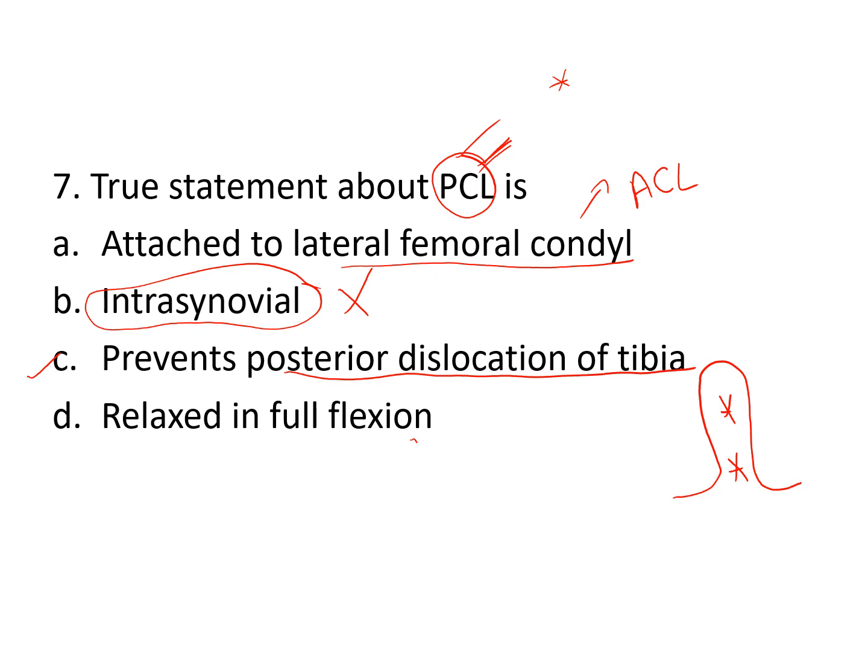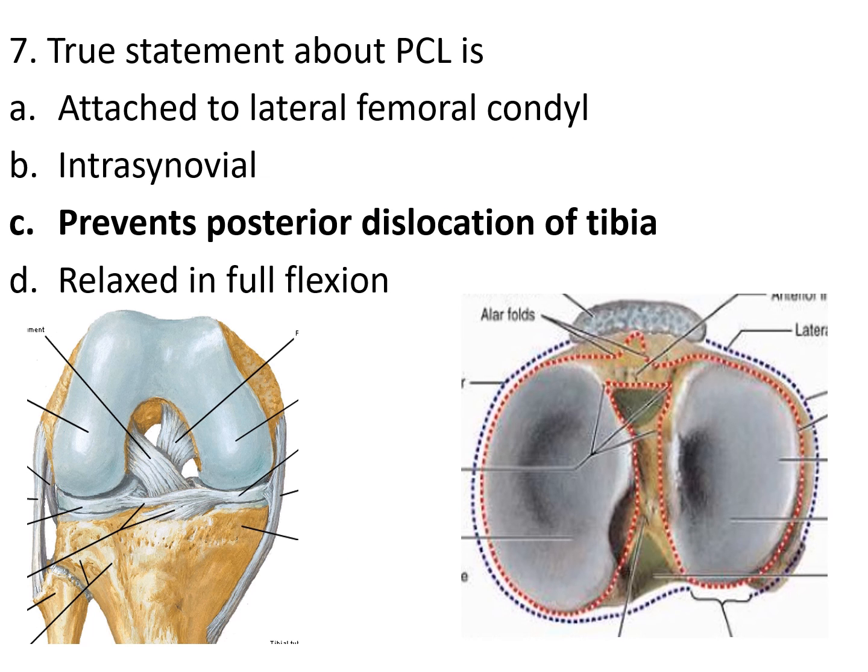It is relaxed in full flexion? No, the posterior cruciate ligament is actually taut during flexion, and the anterior cruciate ligament is taut during extension. So this was to show that the posterior cruciate ligament is attaching to the posterior aspect of the tibia.